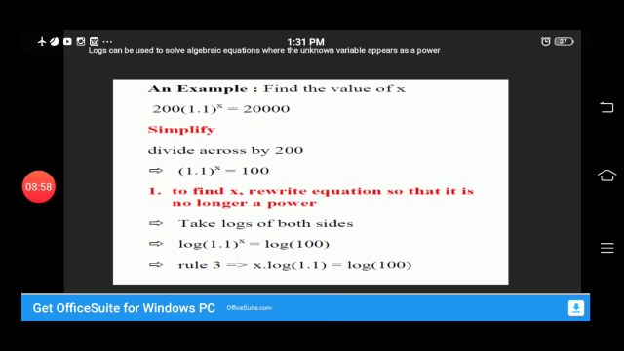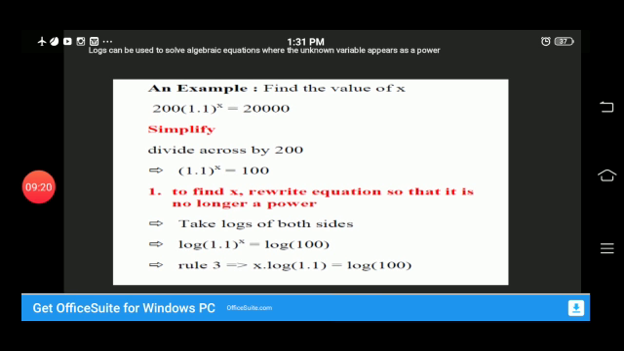Logs can be used to solve algebraic questions when the unknown variable appears as a power. For example, find the value of x: 200 multiplied by 1.1 raised to power x is equal to 20,000. First of all, we will divide by 200 on the other side, then 1.1 raised to power x is equal to 100.